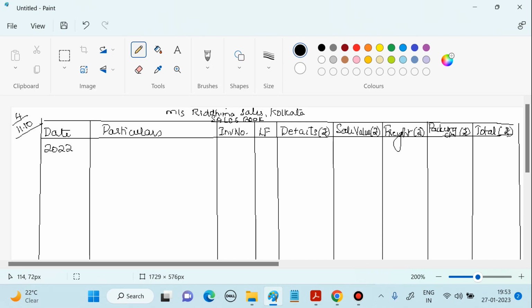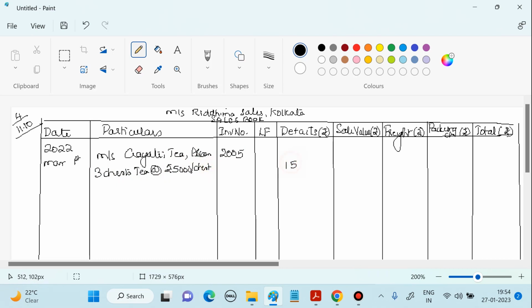Ready? Yes. So first transaction is 2022 March 1st. Sold goods to Messrs. Gayatri T. Assam. Invoice number is 2005. What is sold? 3 chairs for 5,000 per chair. So this directly we can multiply.